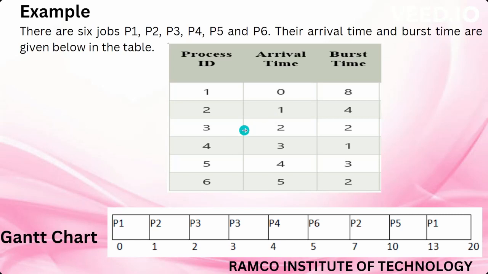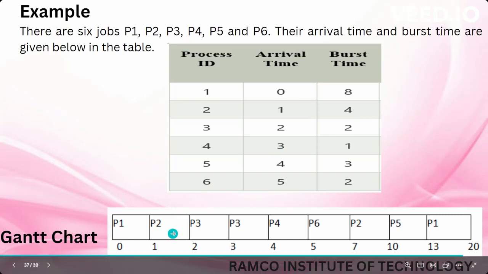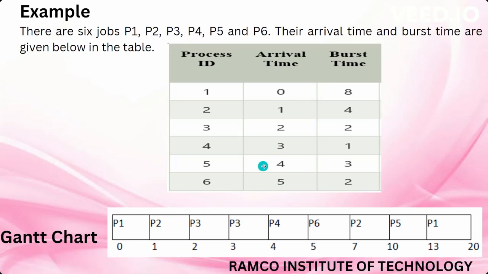Till now, there are two processes available in the ready queue, that is P1 and P2. Here the remaining burst time of P1 is 7 and the burst time of P2 is 4. From these two processes, the least burst time is P2. So P2 will be scheduled next. P2 will be executed for the next 1 unit of time. After that, the process P3 arrives at time 2. At this time, the execution of P2 is stopped.